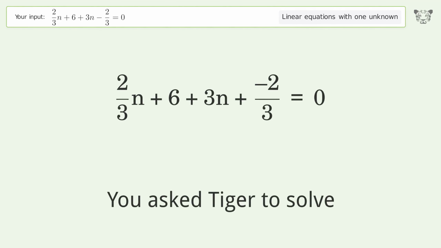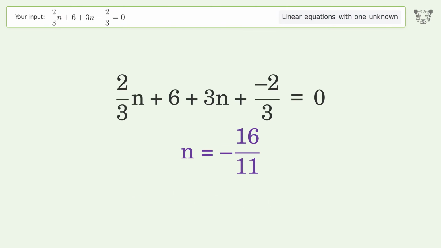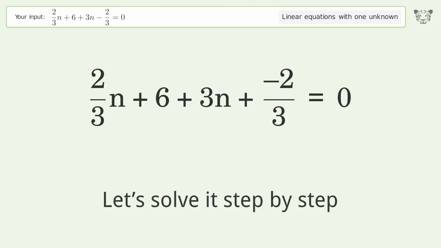You ask Tiger to solve. This deals with linear equations with one unknown. The final result is n equals -16/11. Let's solve it step by step.